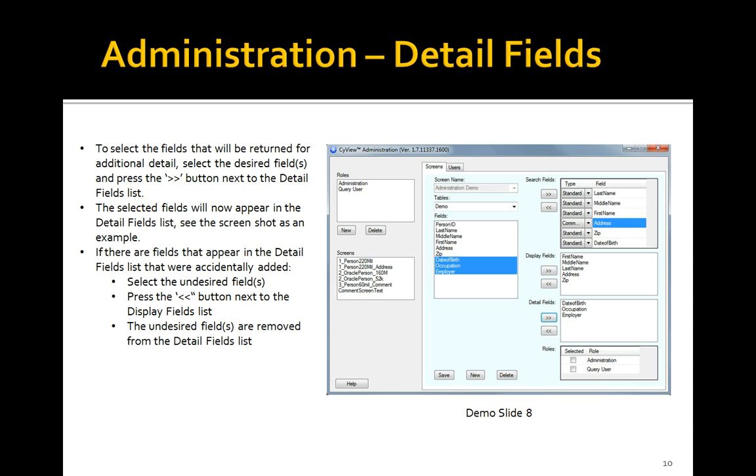Next, the detail fields that will be shown upon clicking a record in the display list must be selected. Select one or more fields from the fields list and click the right arrow on the Detail Fields box and they will be populated. In this example, we have chosen date of birth, occupation, and employer.